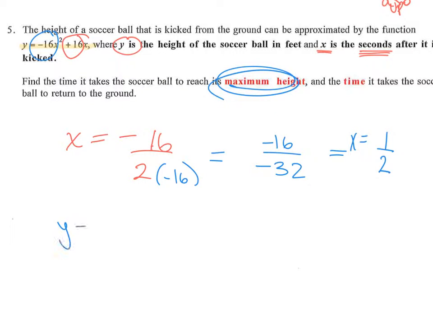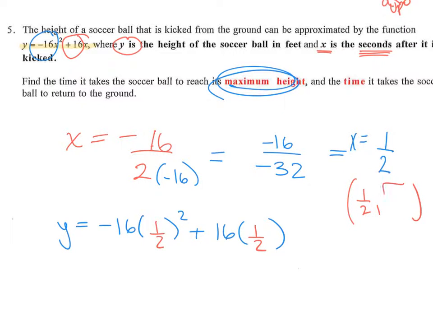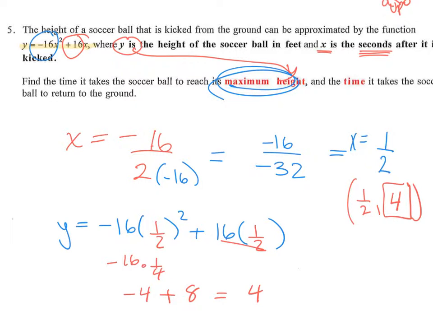So in order to get the y, I'm going to plug that x value into the equation, negative 16x squared plus 16 times x. I'm going to plug in 1/2 here, because remember that the 1/2 is the x value of the vertex, and they're asking me for the maximum height, which is the y value of the vertex. So I use my math and my calculator. 1/2 squared is 1/4. 1/4 times negative 16 is negative 4, plus half of 16 is 8. Negative 4 plus 8 is 4.